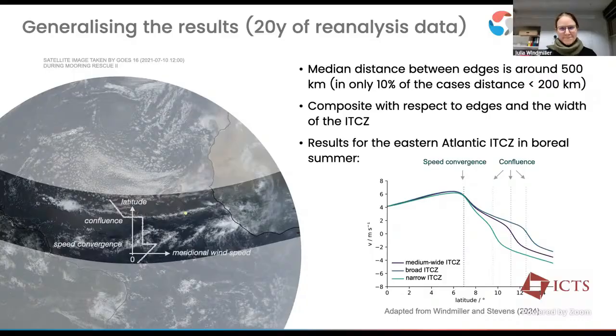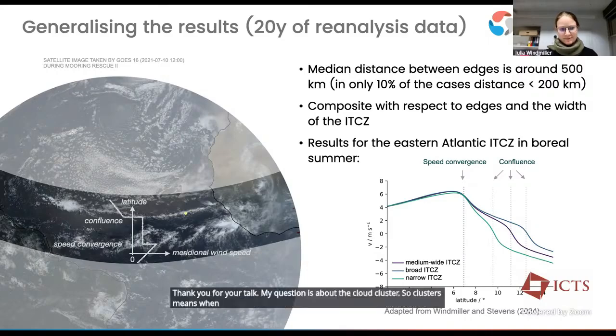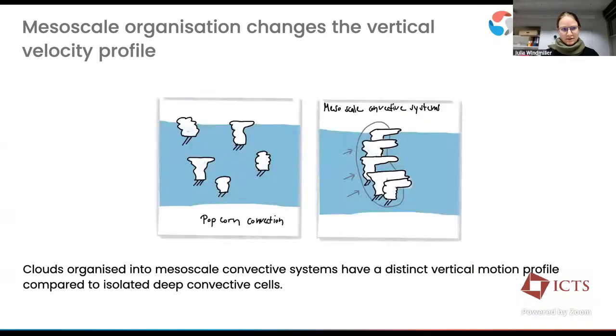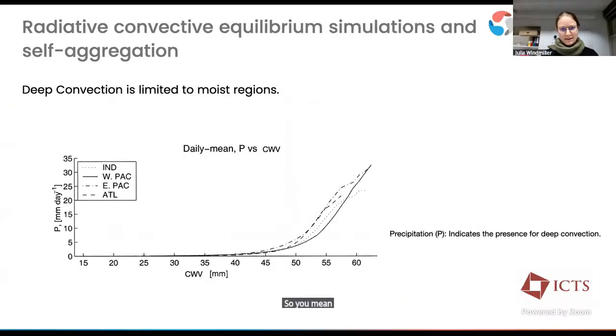Thank you for your talk. My question is about the cloud cluster. Clusters mean a confined region where updraft is going on. My question is about the subsiding branch: is the subsidence also confined within that region, or does it have some kind of distribution? So you mean in these cases, for example?